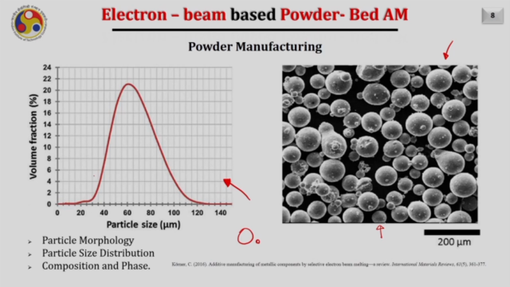So here you can see the powder particles of a small size are available, while the powder particles of larger size are also available. And of course, the average size of the powder particle, which is around 60 to 80, is highest in number.